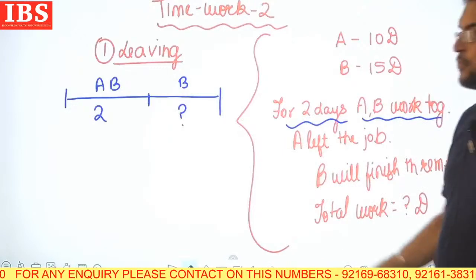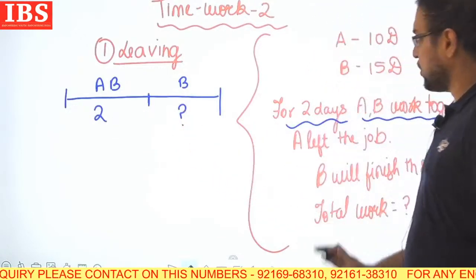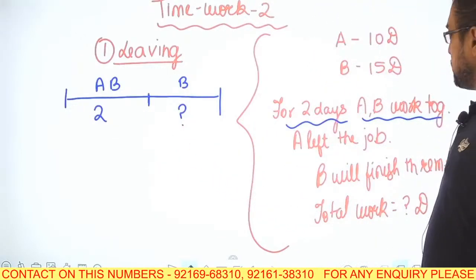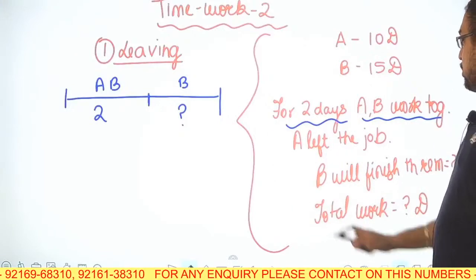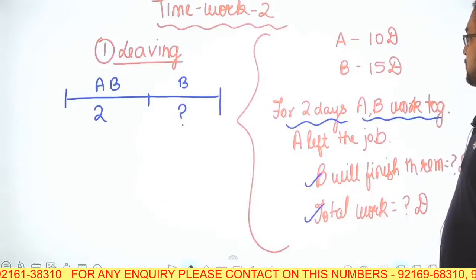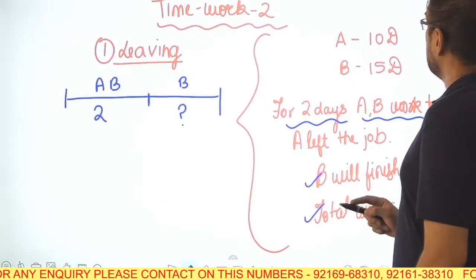That means 2 plus question mark is the total work done. So 2 plus question mark will be the total days that the work lasted. First is this question, second is this question. All right, so let's see how we take this concept.